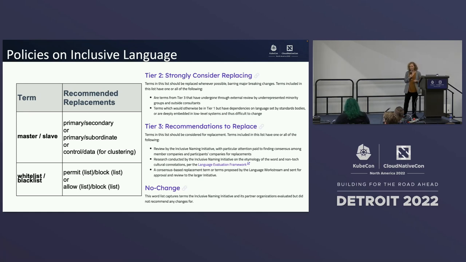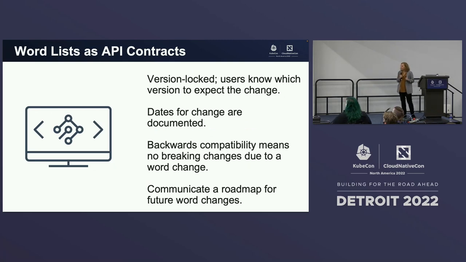But here's why I have opinions. I believe these word lists should be considered almost like an API contract. So how an API is managed as something that a developer wants to write against for years to come. So they make it almost like a contractual agreement. I know I can write code against this API and it will work for years.